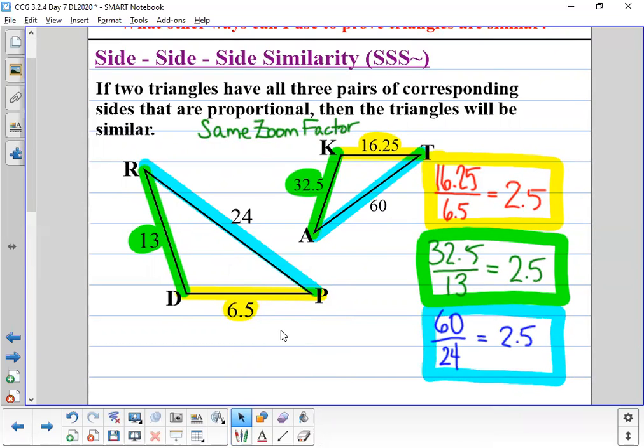So you can see all three pairs of sides have the same zoom factor. And we know that the side-side-side similarity condition ensures that if this is the case, those two triangles have to be similar.